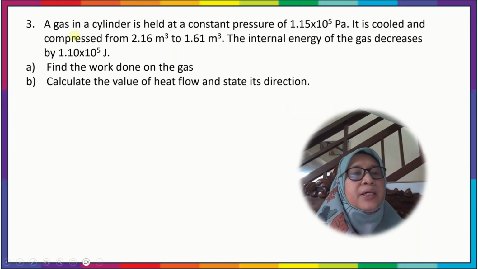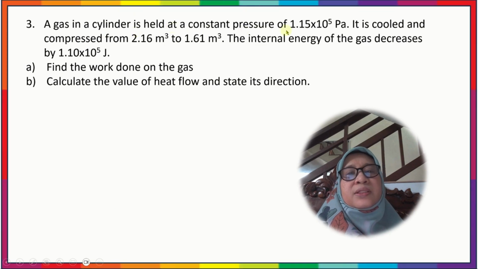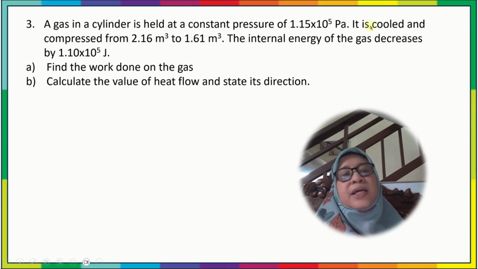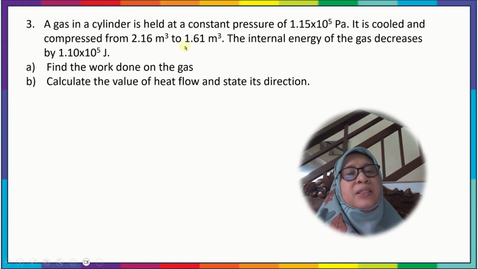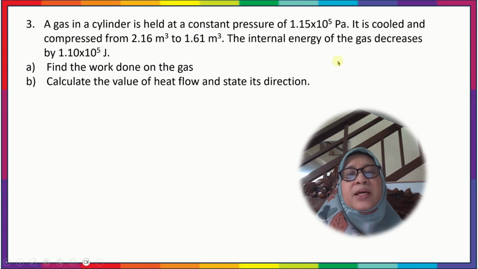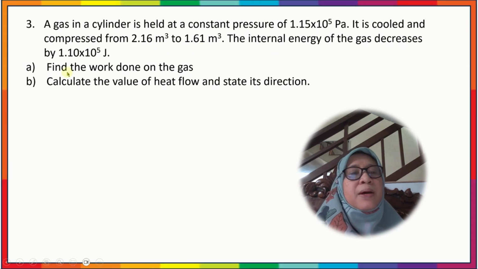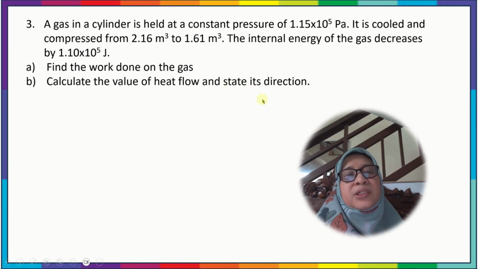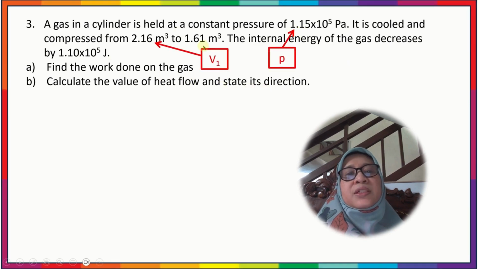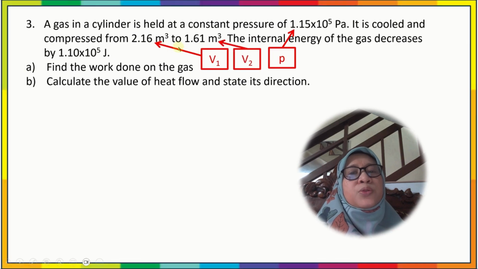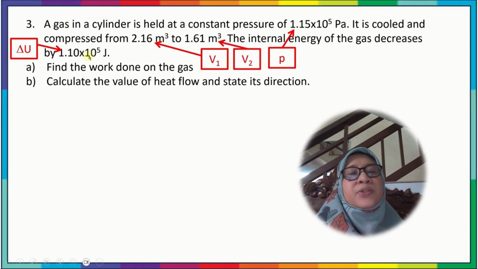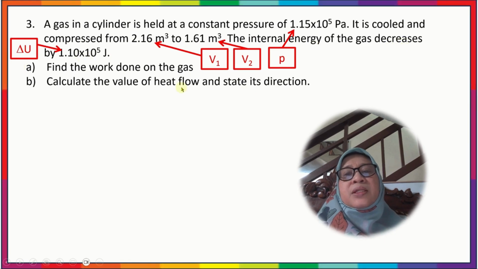Question 3. A gas in a cylinder is held at a constant pressure of 1.15 times 10 to the 5 Pascal. It is cooled and compressed from 2.16 meter cube to 1.61 meter cube. The internal energy of the gas decreases by 1.10 times 10 to the power of 5 joule. Find the work done on the gas, calculate the value of heat flow, and state its direction. The question gives pressure, volume 1 and volume 2, and the internal energy, which decreases, so that means it is negative.